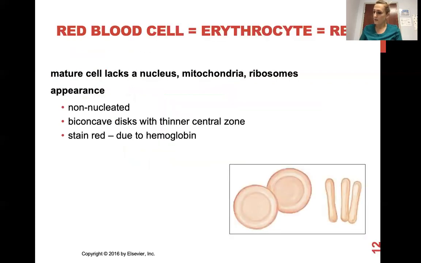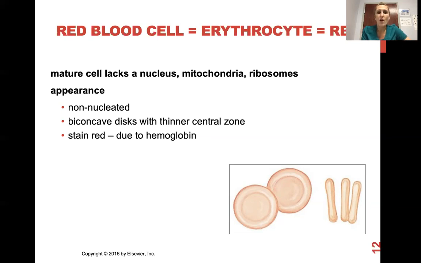Red blood cells, remember, are called erythrocytes, or can be abbreviated RBC. They're a highly specialized cell. The mature cell is what we see in peripheral blood, and it lacks a nucleus. It doesn't have mitochondria for energy within the cell, which is why it gets its energy from plasma glucose, or ribosomes. In appearance, it's non-nucleated. If you're seeing nucleated red blood cells, they are immature, which we'll discuss more in hematology class.